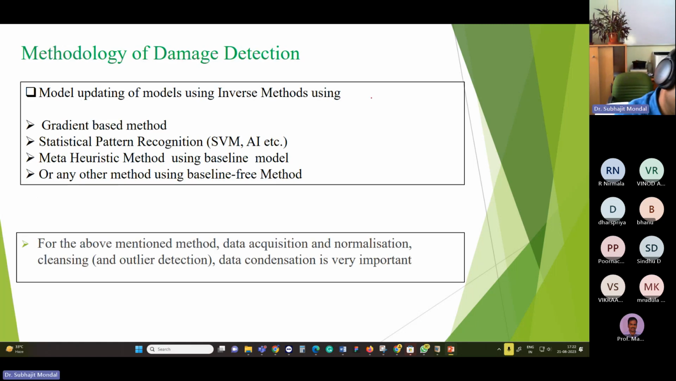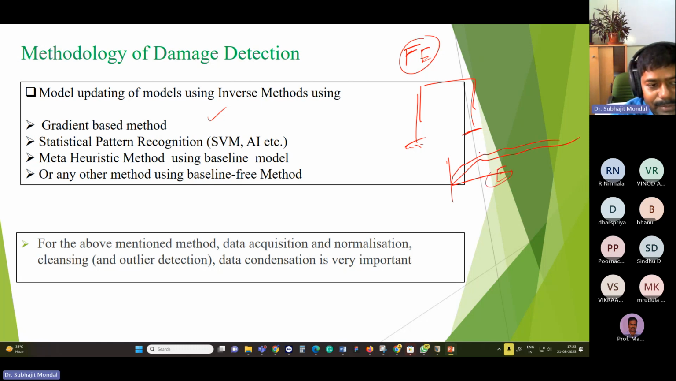Now we already discussed that we can have a finite element model, and we can go for our pattern recognition. Here, depending on the methodology, there are various schemes. For example, the gradient-based method. The gradient-based method basically considers the gradient and tries to match the response of your observed data and our numerical model data. And from that, it can identify the damage. That is one, the gradient-based method.